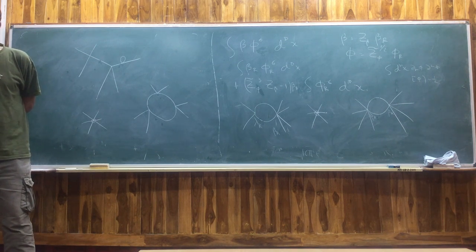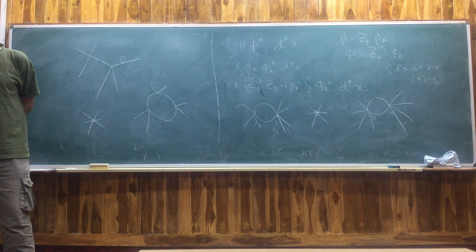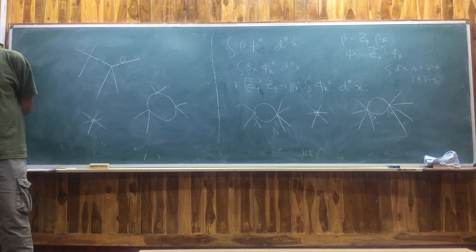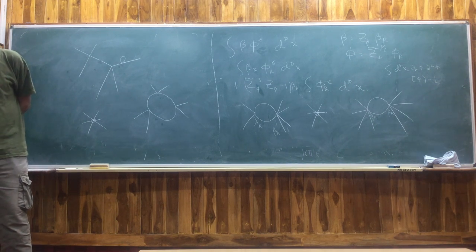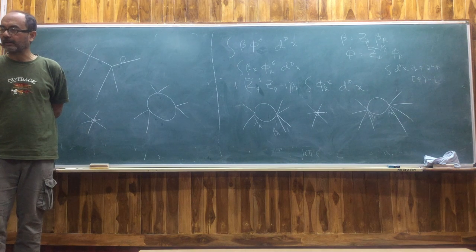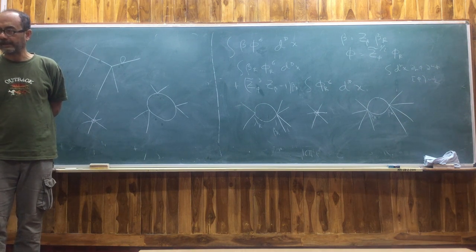Pardon? No, that is not normalizable. Then you have to put an explicit cutoff. That has its own problems, so you'll not consider theory with explicit cutoff. If you think of a field theory as a fundamental theory, then you cannot really go beyond phi 4.